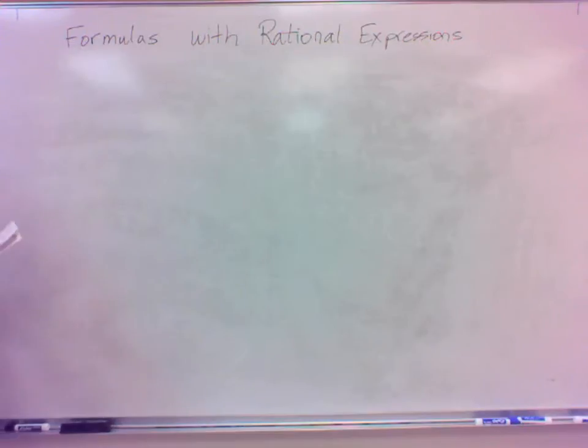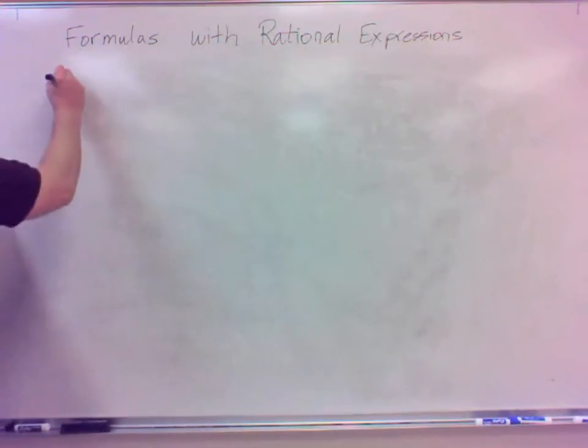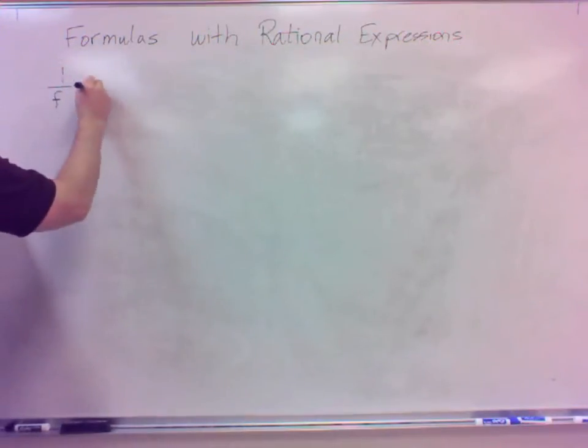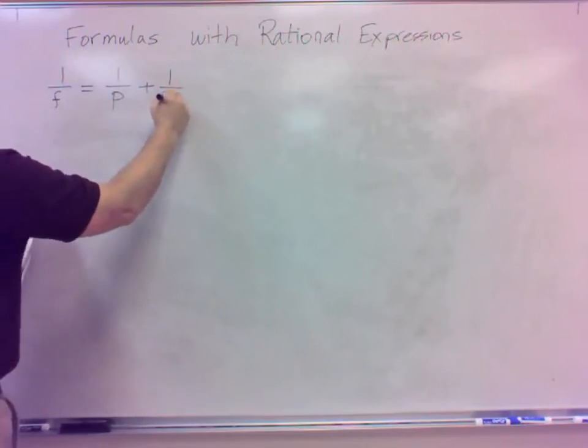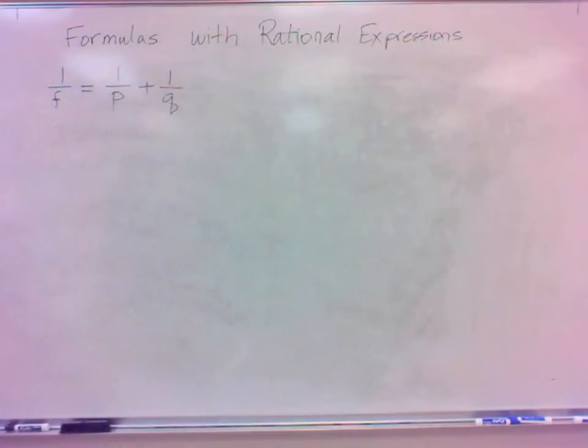For example, here's a formula. 1 over f equals 1 over p plus 1 over q. Nice little formula. It describes the relationship between f, p, and q, some quantities that we have.